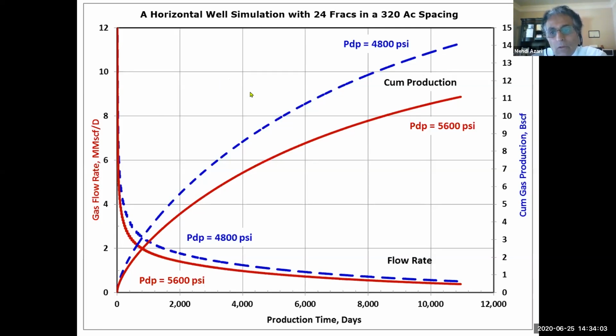And then, what is the importance of the dew point? This is a simulation that I did with a simulator. This is production time all the way to 12,000 hours, and this is how much gas I can produce, the cumulative production. If the dew point is 4,800, after 10,000 hours I can have almost 14 BCF. If the dew point is higher, I can only produce about 11. So you can see having a lower dew point is very beneficial.